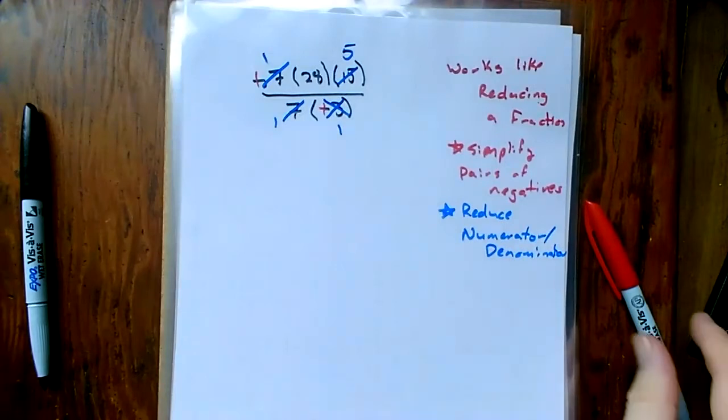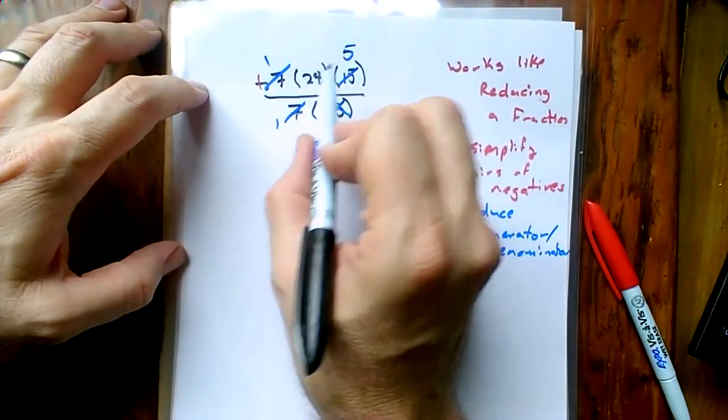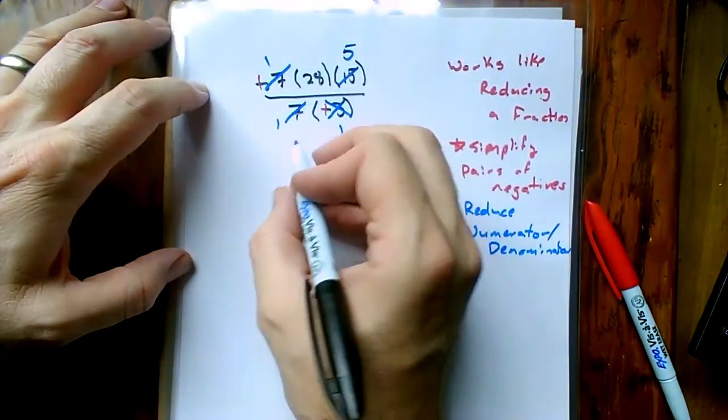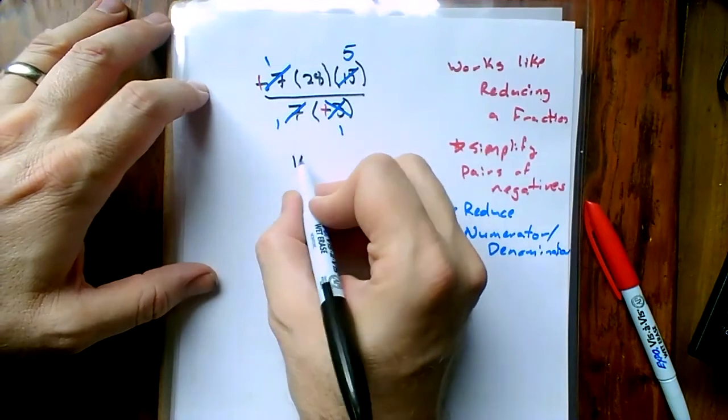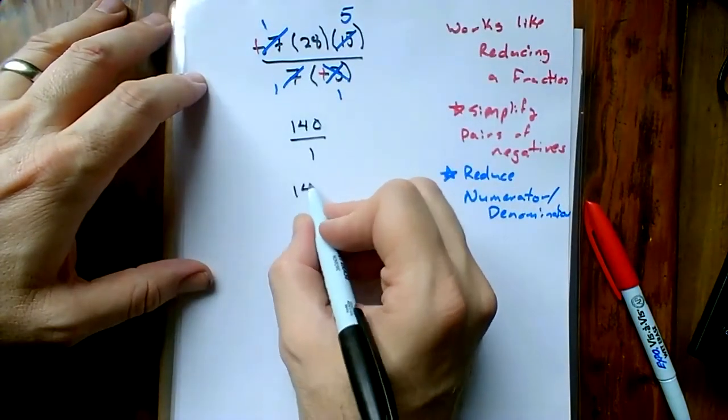So when we do this, we're just going to multiply straight across. 1 times 28 times 5 is going to be, what would that end up being? 140 over 1, which would just be the same thing as 140.